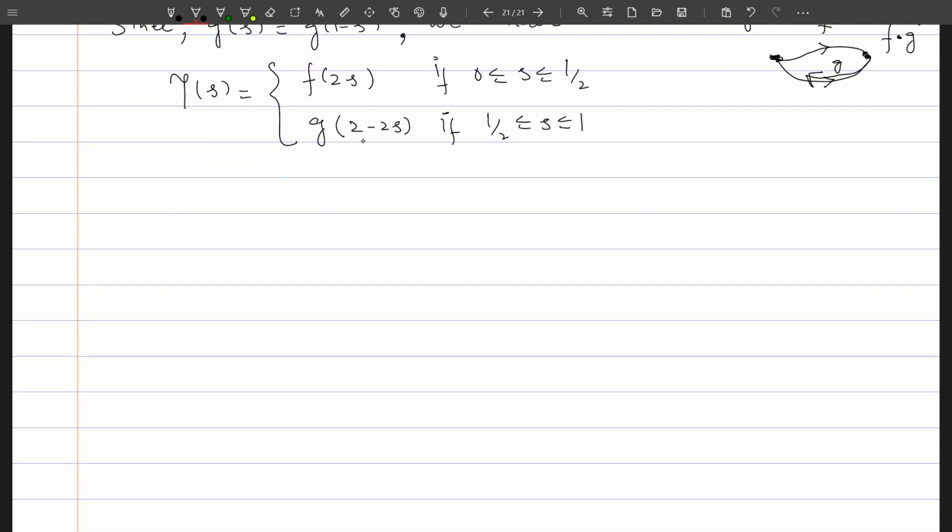Now one can note that gamma is continuous because it is a product of two continuous maps. So note that gamma is continuous.